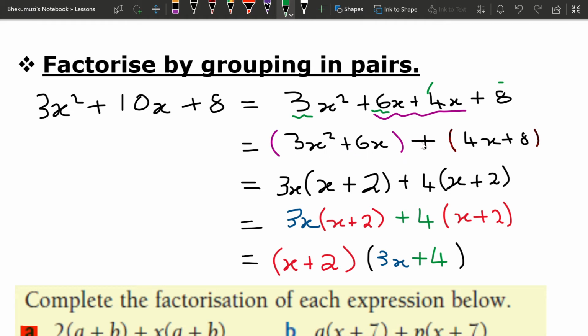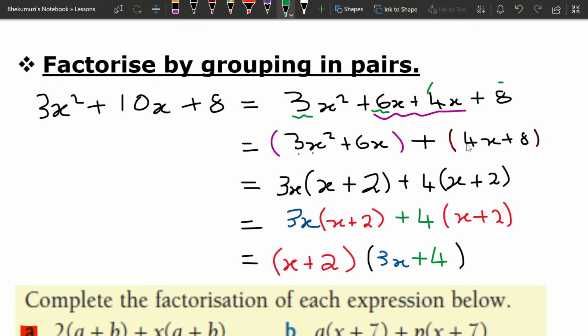So when we have the two different brackets, if you think of it, we have 3x squared plus 6x, and here we have 4x plus 8, right? Now I have these two sides that I want to look at. Now what I'll do is factorize, common factor factorization, right? And the common factor here is 3x, because 3x is the highest common factor for these two terms. When you take out 3x, you'll be left with x plus 2.